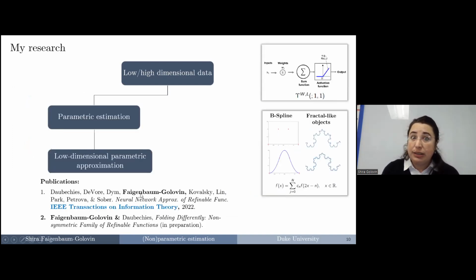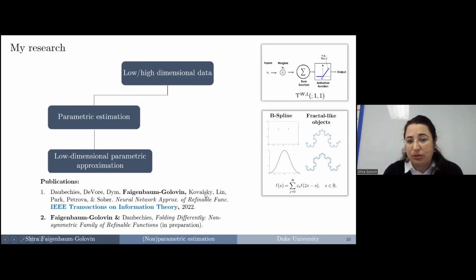The second endeavor that my research is involved in is related to low dimensional data, where we have some 1 or 2 dimensional data for which we try to find an approximation. Because of the dimensionality of the data, we are at times able to provide a parameterization of the function that approximates this data. So in this endeavor, I have 2 works.